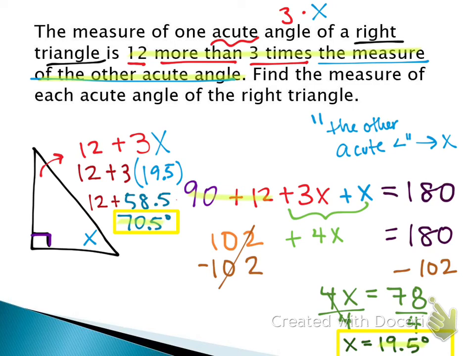The other one was 12 more than 3 times the other angle. So 3 times the angle was 58.5. It's 12 more than that. That's where the 70.5 comes from. Yes, ma'am. So 12 plus 3x is one angle.